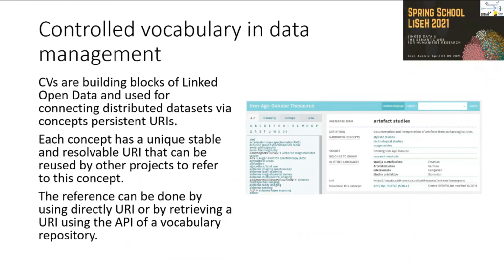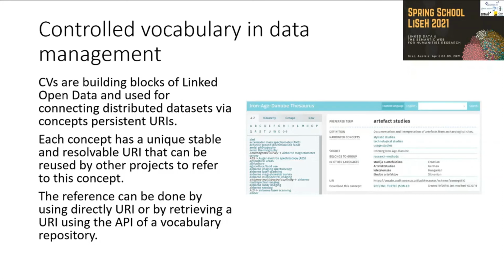Another very important application of control vocabulary is its usage in linked open data, where control vocabularies are used for connecting distributed datasets via concepts' persistent URIs. Since each concept has a unique, stable, and resolvable URI, it can be reused by other projects to refer to this concept. The reference can be done by using the URI directly or by retrieving a URI using the API of a vocabulary service.